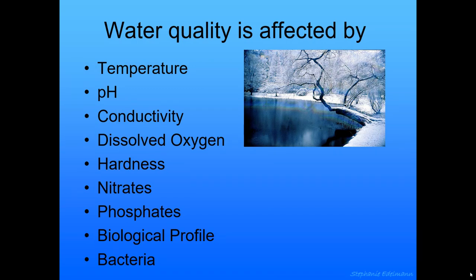The quality of water is affected by a number of different things. Those things are things like the temperature, the pH, the conductivity of the water, the amount of dissolved oxygen, its hardness, nitrates, phosphates. And so this is more of an effect rather than a cause. The quality of the water affects the biological profile. And then, of course, the existence of bacteria in the water can be a sign of low quality.